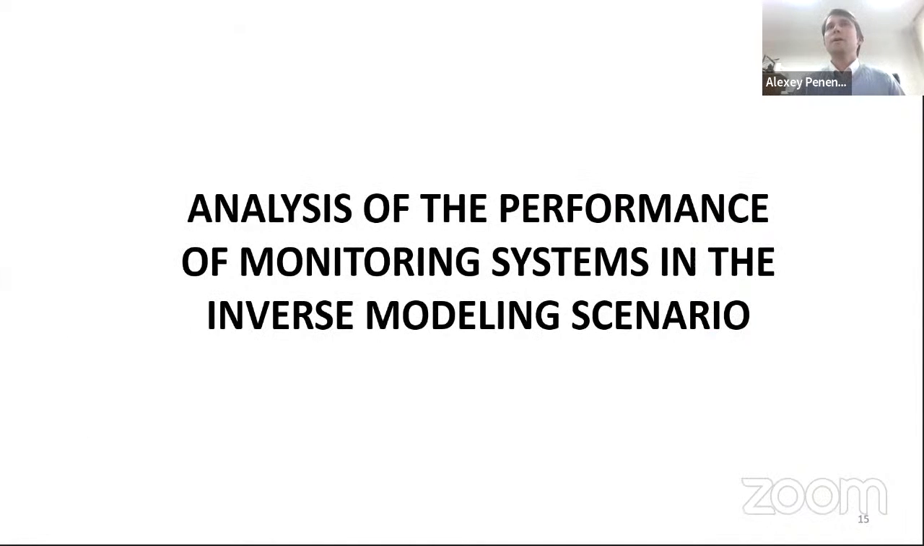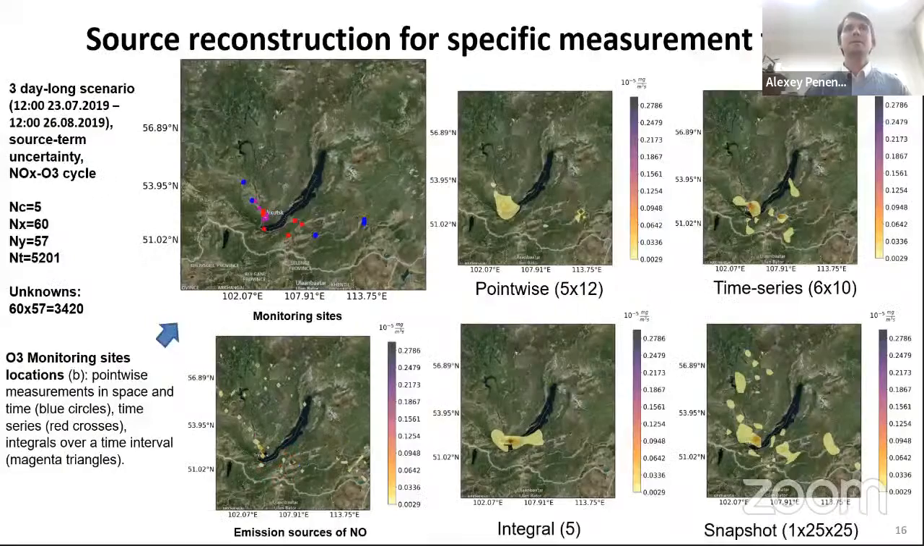Okay, so first is pretty common. We can analyze a monitoring system using some scenarios. Usually we know what we want to measure. This work is a part of a large scientific project about the Baikal Natural Territory, where we have to monitor it by different means. The scenario is connected to this project, of course. So we have a 3-day-long scenario. We consider a pretty small but significant NOx ozone cycle as a transformation model.